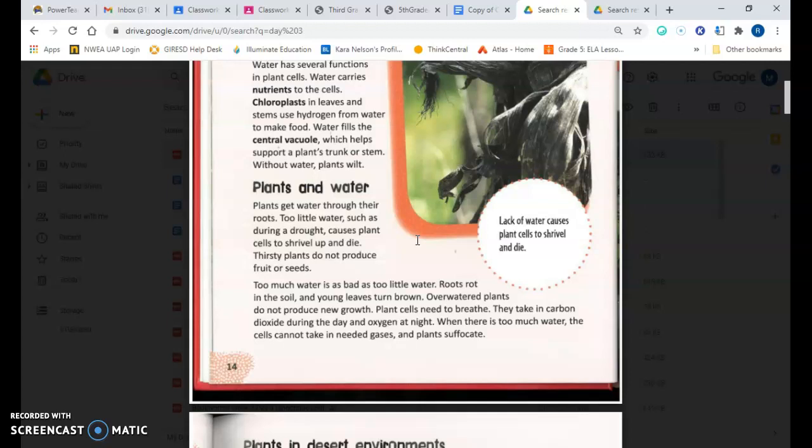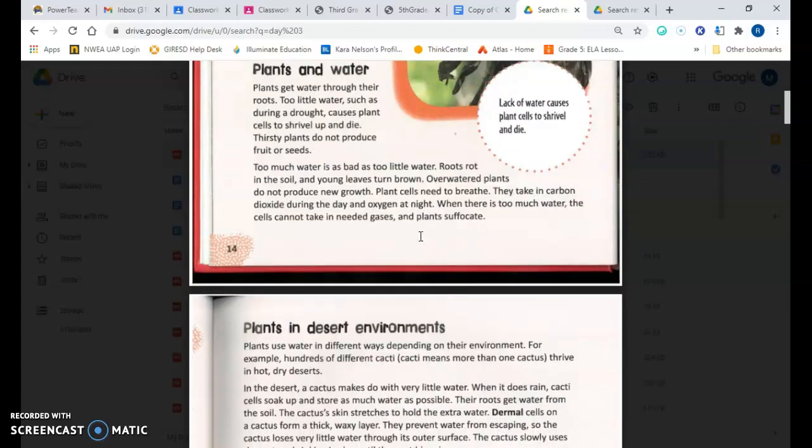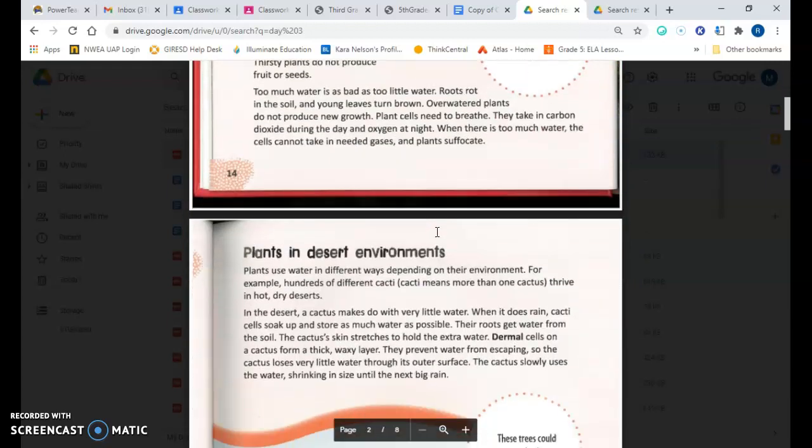Okay, here's your first question. What happens when plants do not get enough water? Go ahead and answer that now. Okay, my other question is, what happens when plants get too much water? Go ahead and answer that now. Good job. Let's continue reading.